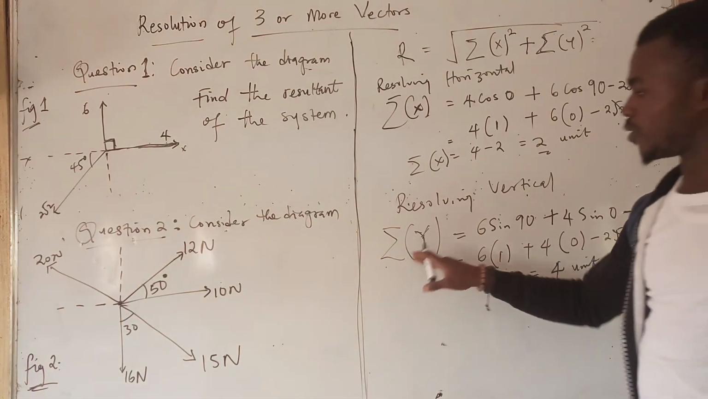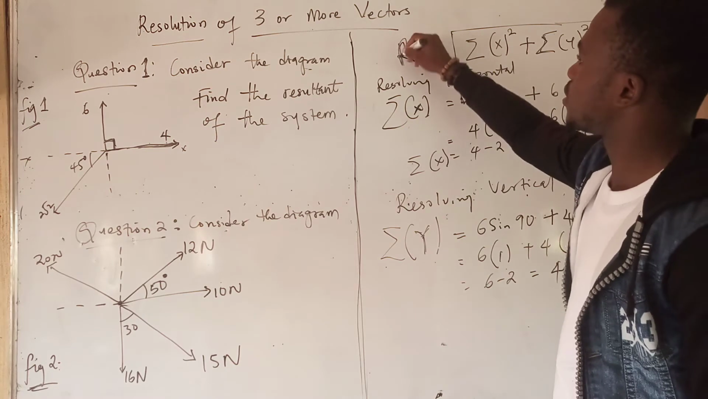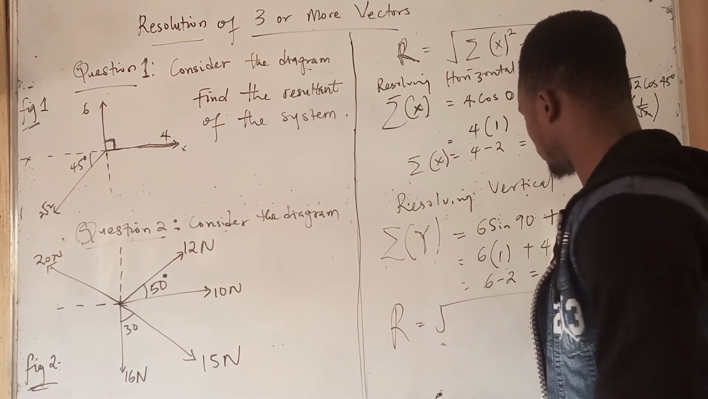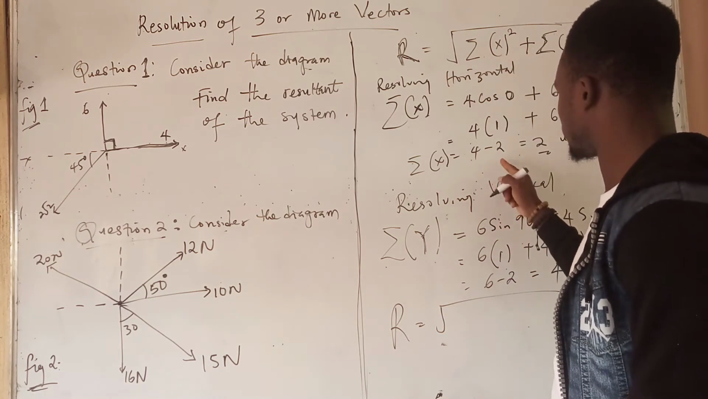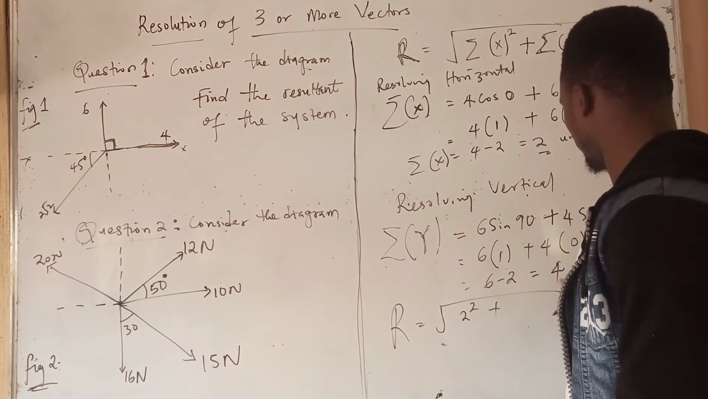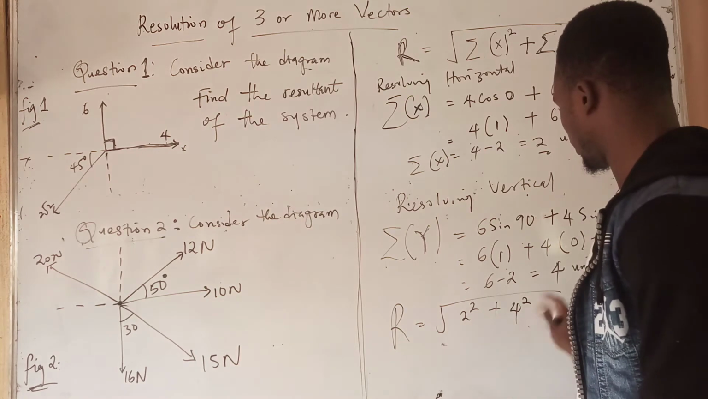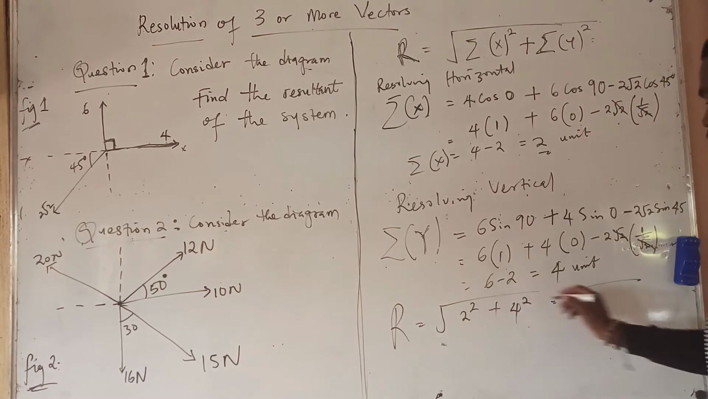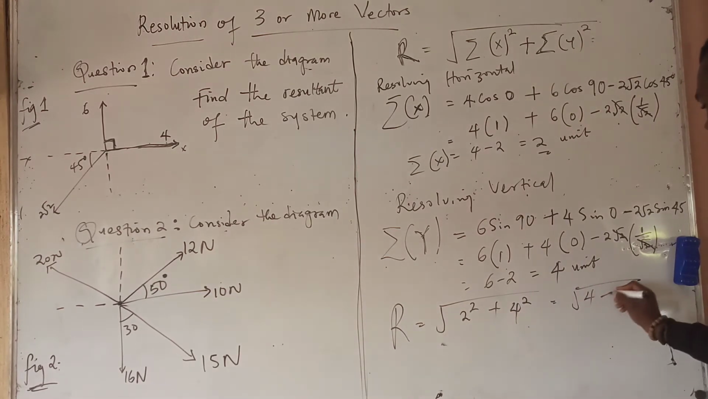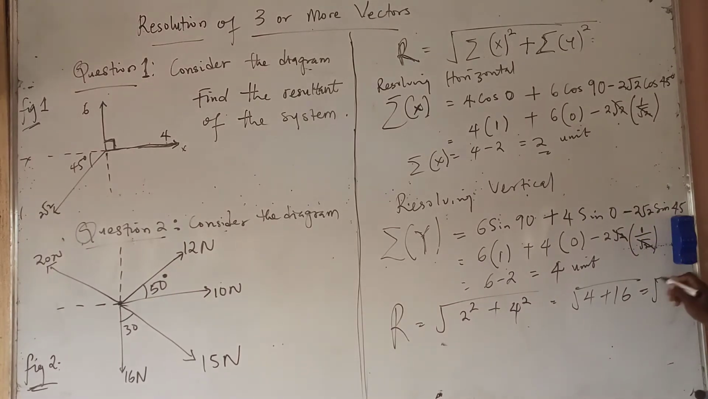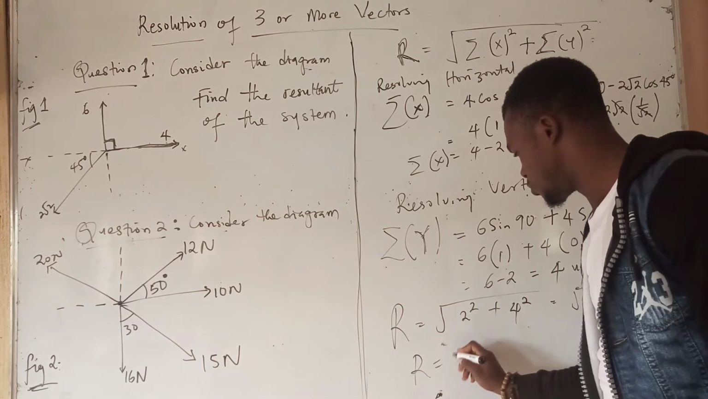Then we have gotten the sum of y and the sum of x. So remember, the resultant is equal to this. So therefore our resultant will be equal to the square root of the sum of x squared, which will be 2 squared, plus that of y squared, which will be 4 squared. So if you solve, you are going to have 2 times 2 will give us 4, and 4 times 4 will give us what? 16. So which is equal to, we are going to have root what? 20. So our answer is root 20.